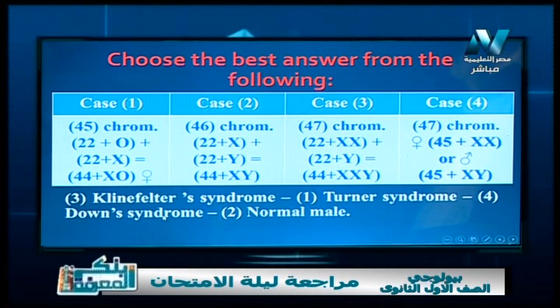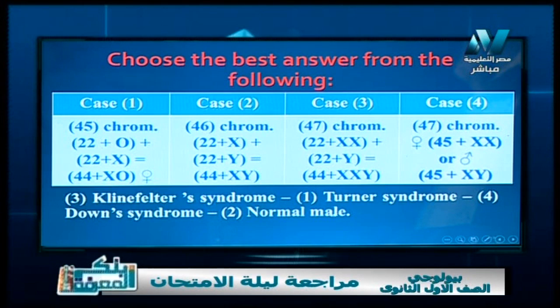Down syndrome is number 4, as you see, because, yes, as you think, I know that you have the answer. 47 chromosomes, there is 1 autosome more than normal, but the sex chromosomes are normal. And this excess autosome is due to the presence of chromosome number 21 more than the usual. So the resulting individuals could be male or female: 45 plus XX female or 45 plus XY male.